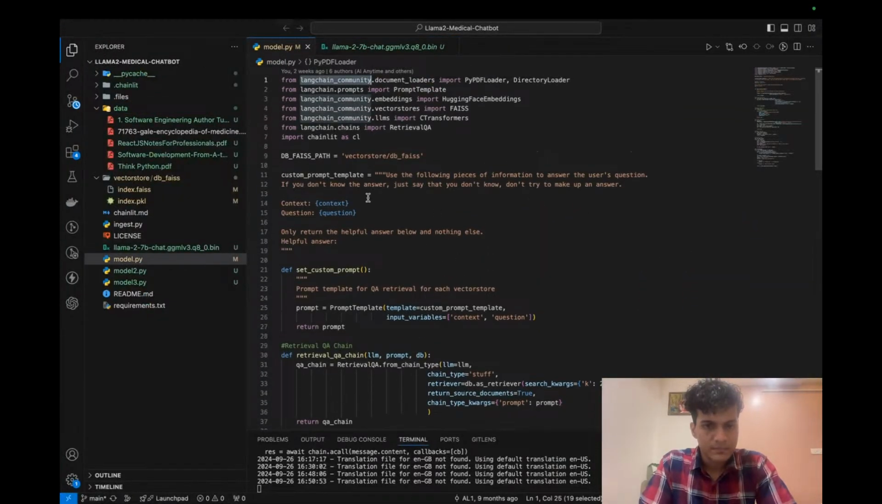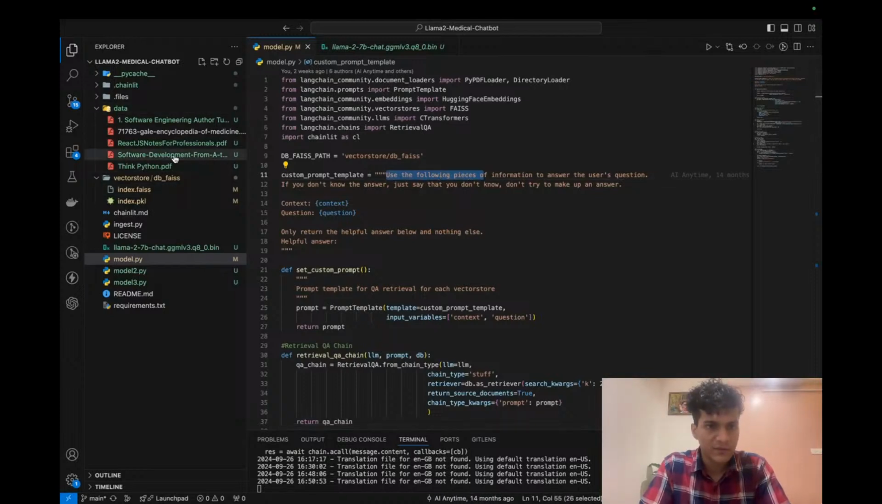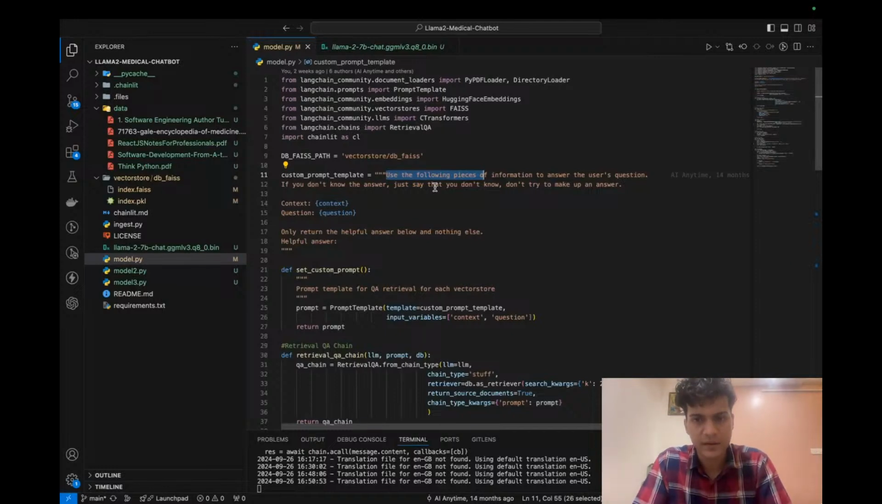Now this fine tuning is happening at the backend. I want to show you this custom prompt template. I have given this custom prompt template, and I will add the user's query on top of this template. Here I'm saying use this following piece of information, the data on which it will get trained, to answer the user's query. If you do not know the answer, just say you don't know. Don't try to make up the answer. I'm trying to tackle the hallucination part. I'm telling my model that if you do not know the answer, just say that you don't know.